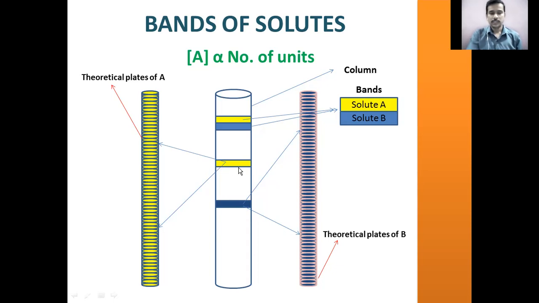So you can see individual bands in the chromatographic column for individual solutes, and each band is made up of several discrete units. Solute A has a band in the chromatographic column with several discrete units with respect to that solute, and solute B has a band in the chromatographic column with several discrete units with respect to this particular solute. So what do you call these discrete units?